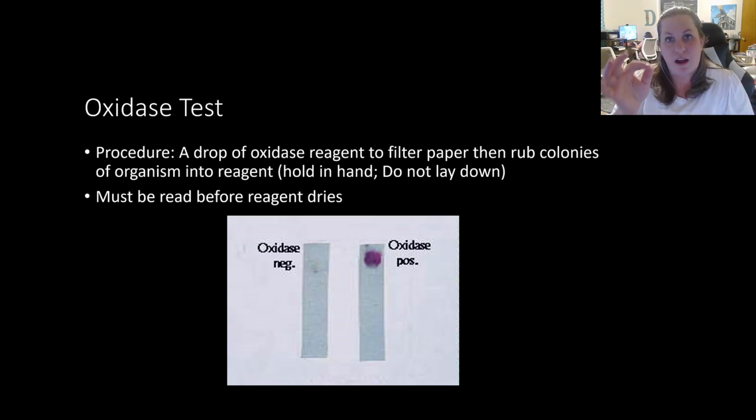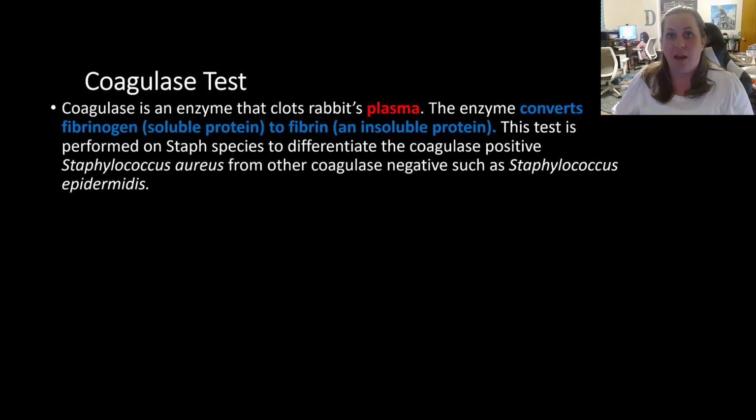One thing about this is you cannot lay down the filter paper directly onto your workspace. You need to make sure that you put it into one of those germicide containers because bacteria is going to be active on that. You just smeared it on there. So we don't want to spread that, so you can't lay it down on your workspace. Now, one thing to note is you have to read these reagents before they dry. You cannot let it dry completely and then get the results from this particular test.